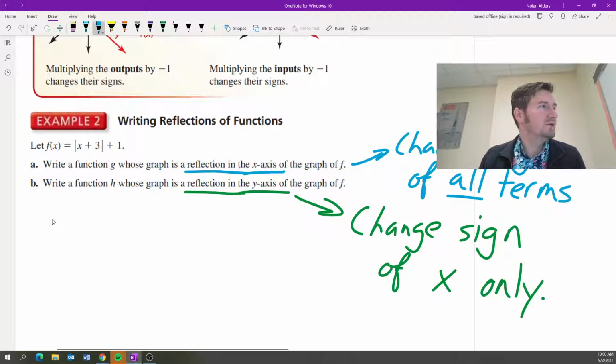All right, so here we go. G of x, we are going to reflect in the x-axis, so we're changing the sign of all terms. So this first term, you could think of this whole package right here in these absolute value bars. You could think of that as one whole package, so we can just change the sign of that whole package. So negative x plus 3.